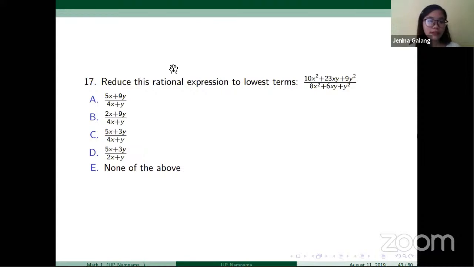So next, reduce this rational expression to lowest terms. 10x squared plus 23xy plus 9y squared over 8x squared plus 6xy plus y squared. So ang gagawin lang natin dito is to factor out the numerator and the denominator. So usually trial and error. So mag-practice lang kayo ng practice para maging familiar na kayo sa mga factors.